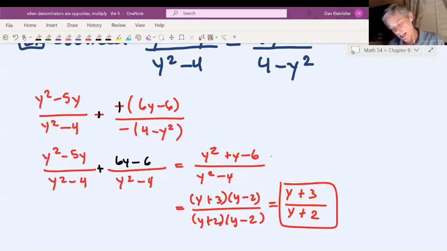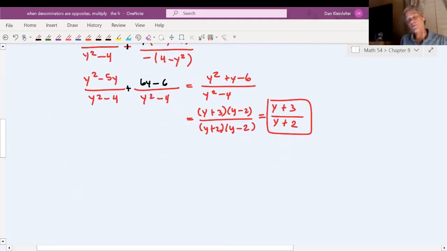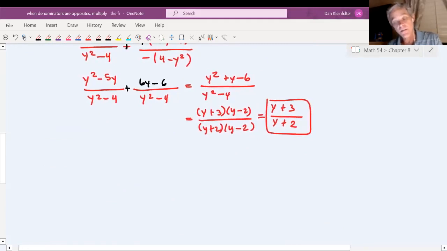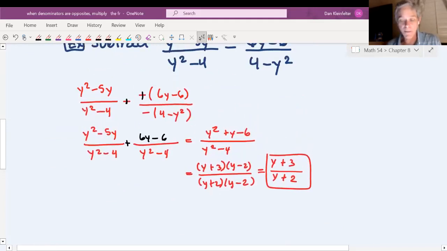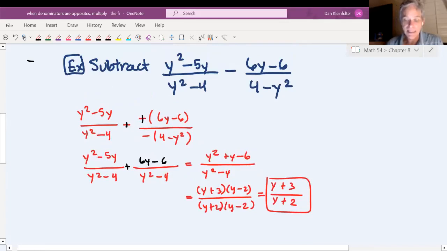That takes us to the end of this section on adding and subtracting rational expressions where the denominators are the same or are kind of mildly different. In the next section, we'll see what you do if the denominators are like completely different.